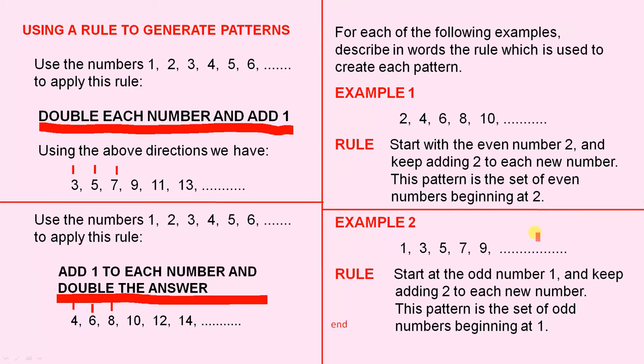The next example, let's have a look at this pattern. 1, 3, 5, 7, 9. This is the rule. Start at the odd number 1, and keep adding 2 to each new number. 1 plus 2 is 3. 3 plus 2 is 5. 5 plus 2 is 7. 7 plus 2 is 9, and we keep going on. This pattern is the set of odd numbers beginning at 1.